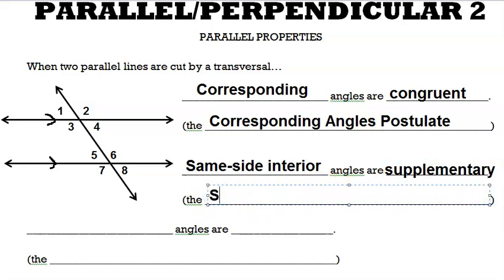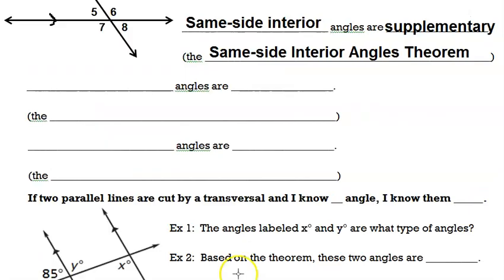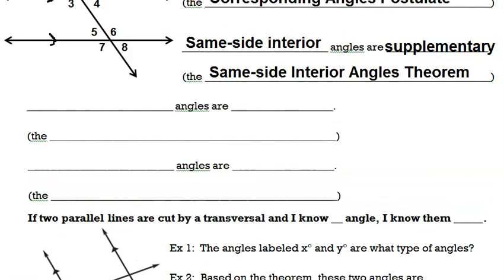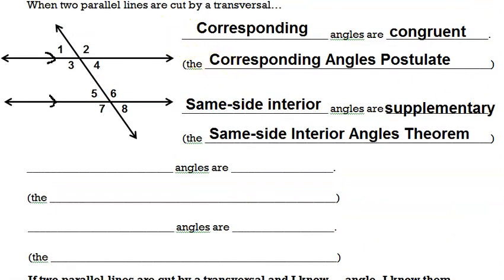In the most recent textbook, they call this one a theorem. Now, when we go to the third one here, we're going to stay on the interior, and we're going to go to the alternate interior angles.